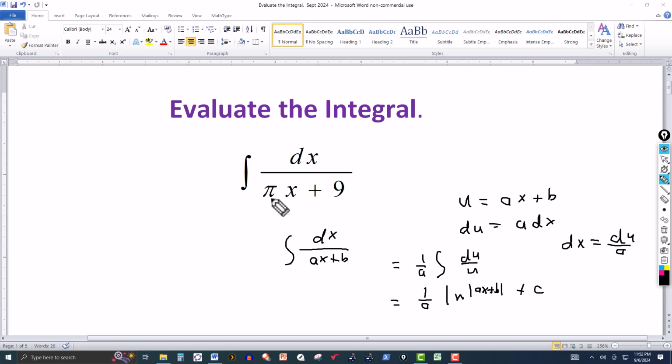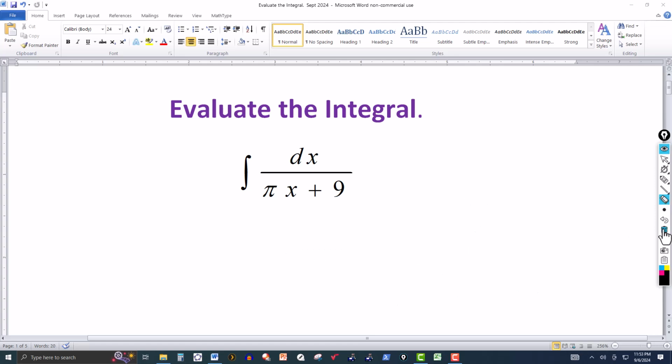So this is the same problem. Pi is just a constant. Derivative of a constant is 0 when it's by itself. So I could just do this one using that formula then. This is just going to be ln absolute value of pi x plus 9 plus the constant of integration. In this case, this would be the a that I had in this formula. So this would be 1 over pi, and that would be your integral.